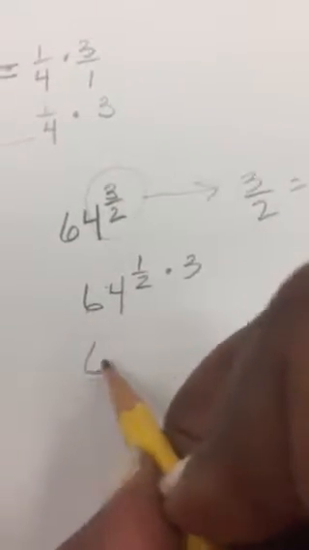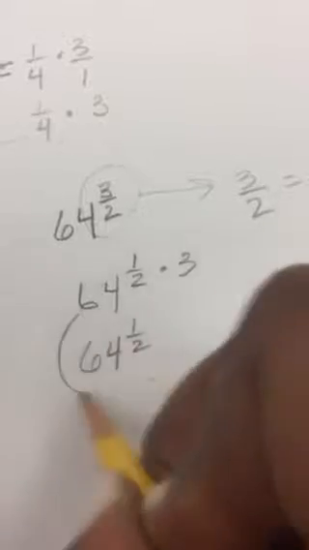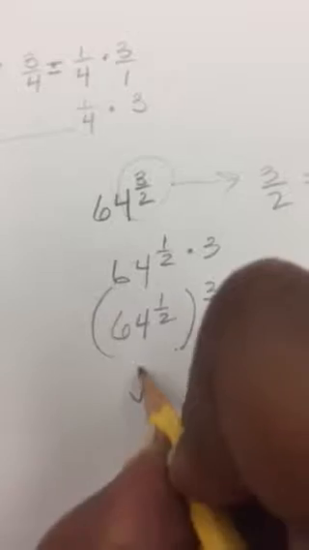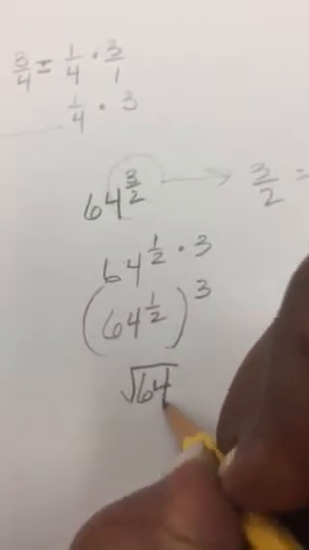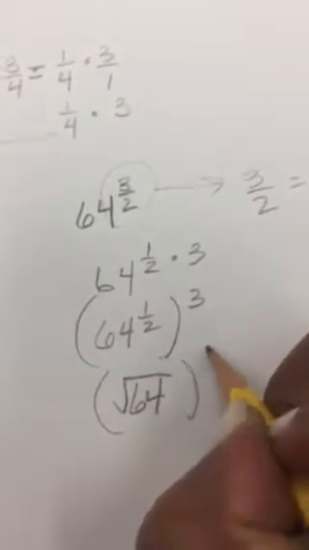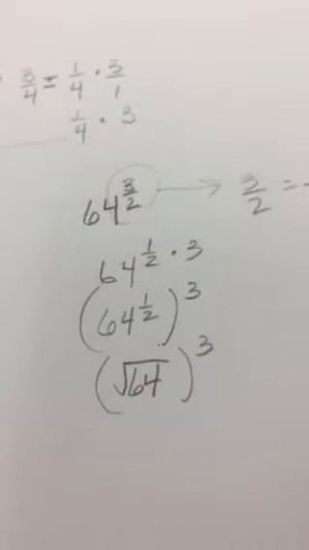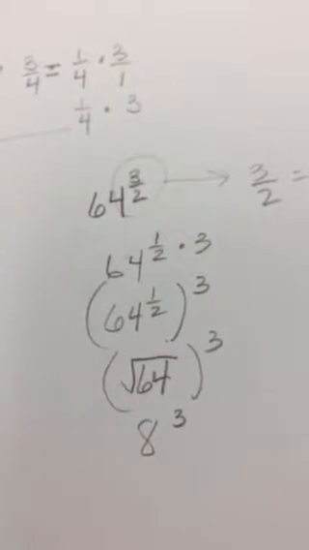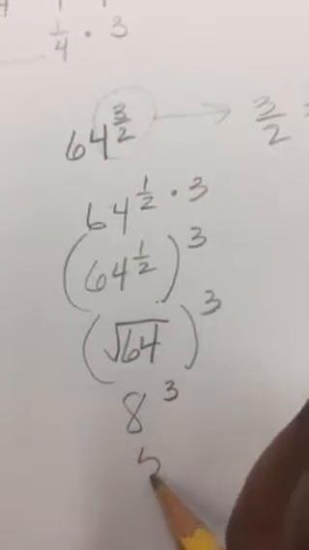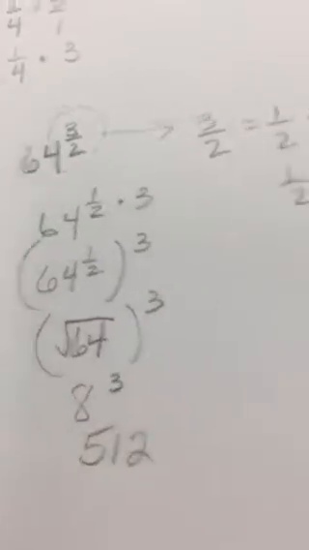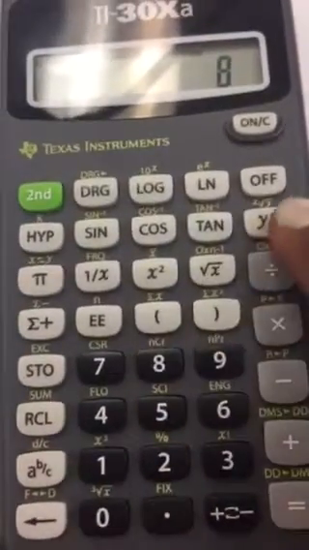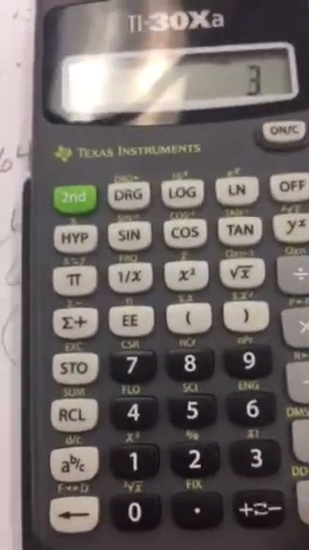Well, we're going to take the 64 to the 1/2 power and stick it in parentheses. That means this is the square root of 64, to the 3rd. We know that the square root of 64 is 8, and 8 multiplied 3 times is going to be 512. If you're not sure about that, you use your calculator: you go 8, that, and 3, and you find out it's 512.